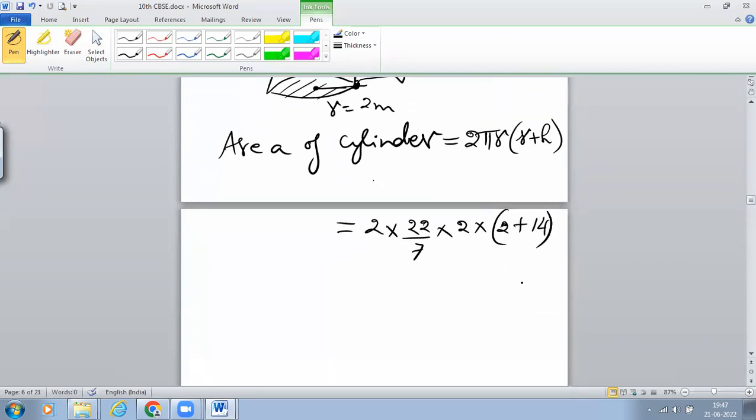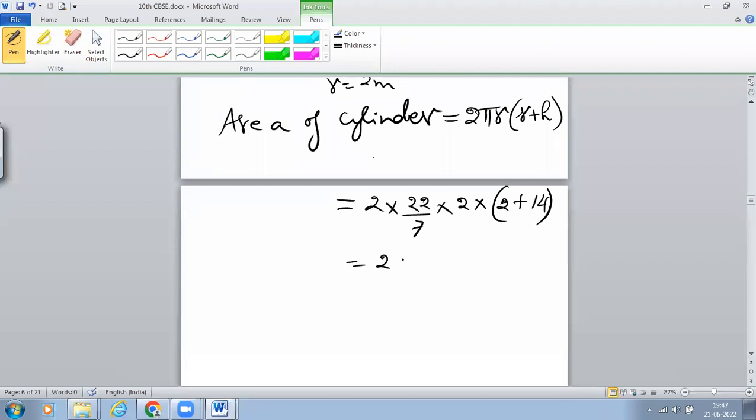Now we have to simplify this. Calculate the value. So 2 into 22 by 7 into 2 plus 14, which is 16. Now we cannot cancel this 7 with any number in the numerator, because there is no common factor for 7 and 2, as well as 7 and 22, as well as 7 and 16. So we have to just multiply all the numerators and finally divide by 7. What is 2 into 22? 2 into 22 is 44. 44 into 2 is 88. And what is 88 into 16?